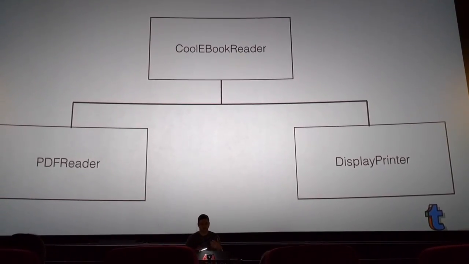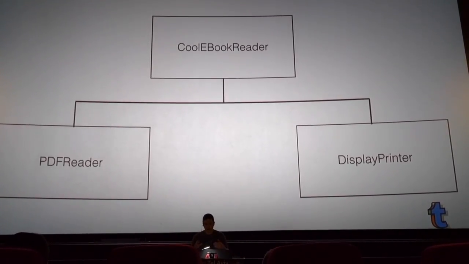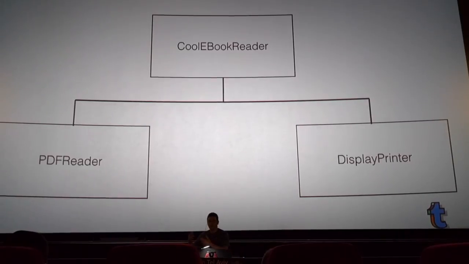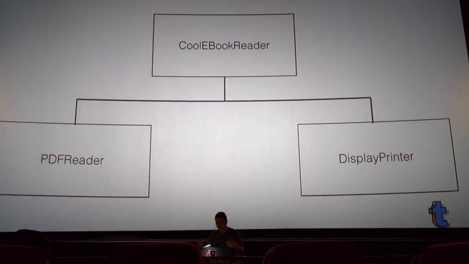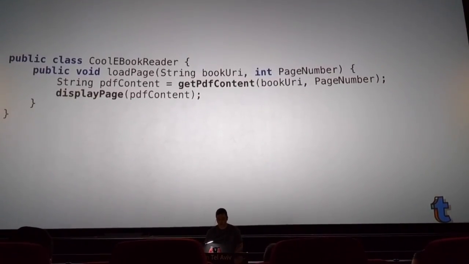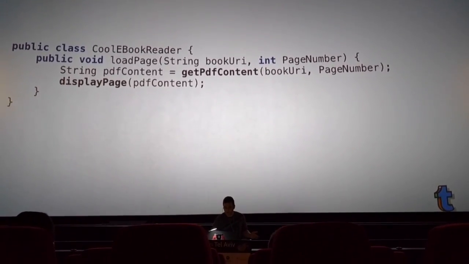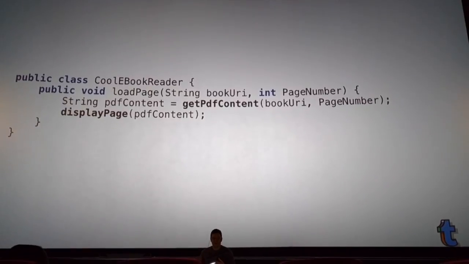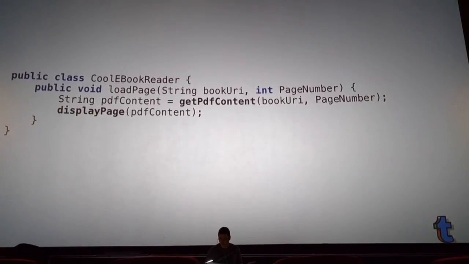So a really simple, naive implementation would be to create one controller object, and then a PDF reader helper object, and a display printer. The reader takes the book, you tell it which page to load, it gives you a string with all the content in that page, and a printer, which you give the string, and it just prints it to the screen. Very simple stuff. So if you code that up, it's a two-line code snippet. You take the book URI, you pass it to this helper object to read, you take the result, you pass it to your display helper, and you print it out.